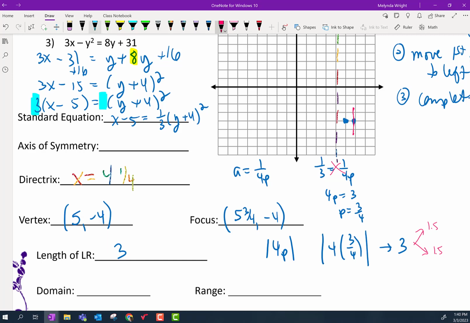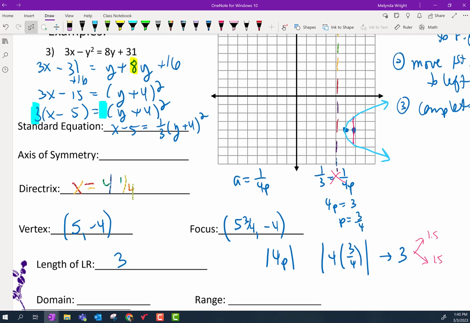And I can now complete my graph. I start at the vertex and I just hit the focal diameter point. That tells me how wide to draw it. The length is the total length. That's why I need to split it in half. It's the total length.